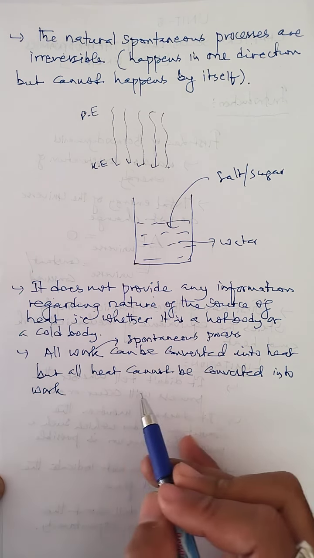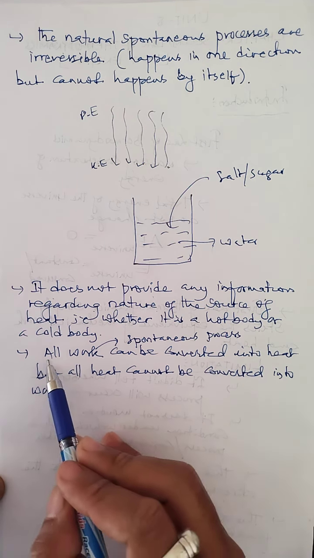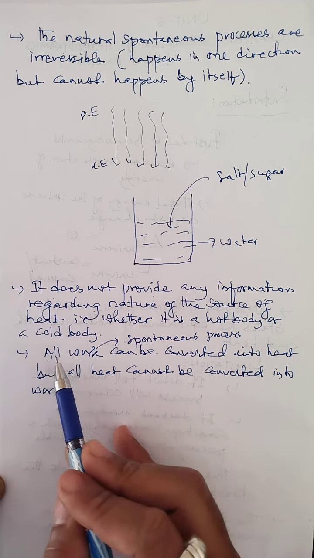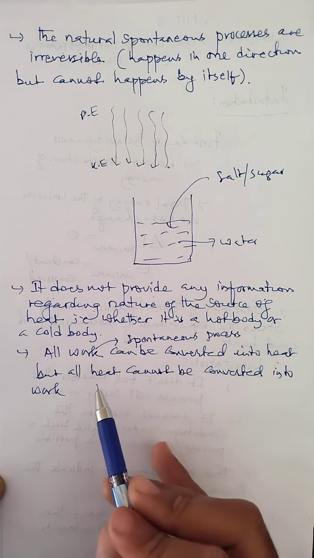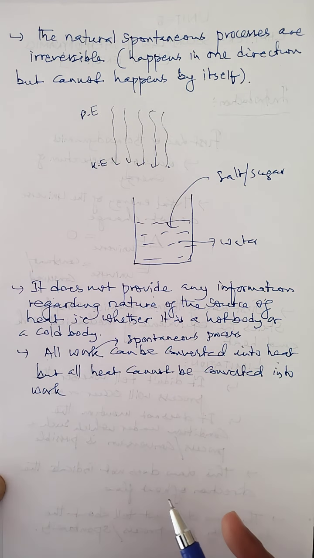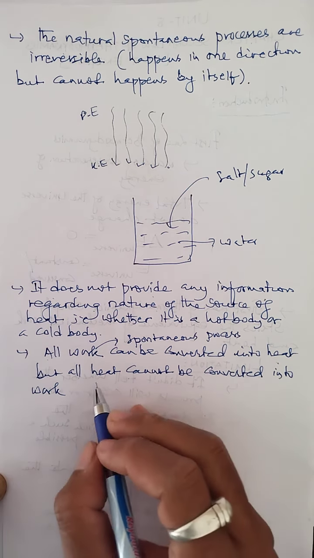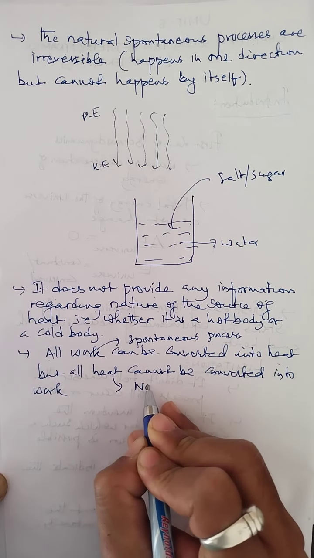But this is the case which was not explained by the first law of thermodynamics. So as I said, the first law simply gives the law of conservation of energy. Work and heat are equivalent to each other, and all work can be converted into heat. But the reverse process is not possible. That means all heat cannot be converted into work. That means no engine or device can be 100% efficient. This inability of all heat to become work is a non-spontaneous process.